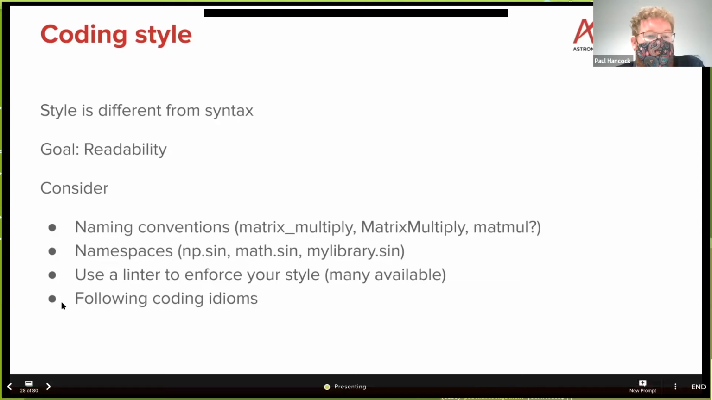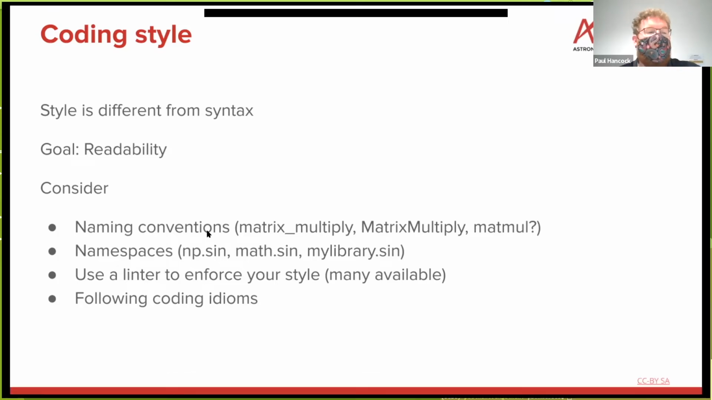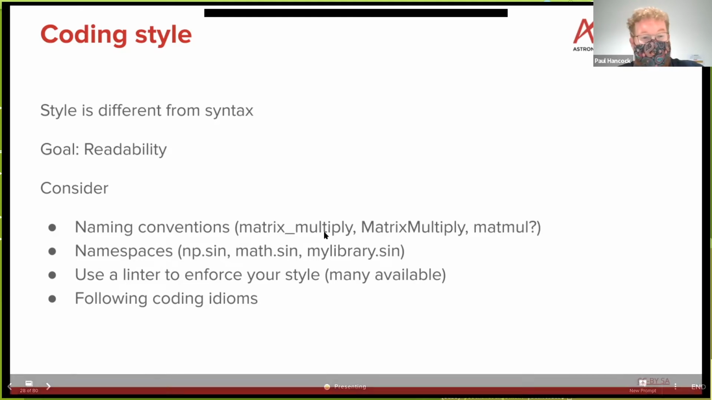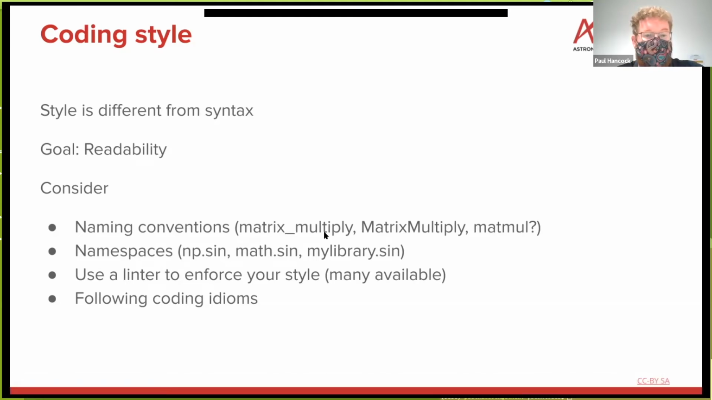Some of the things that you should consider are naming conventions. How do you name classes? How do you name functions and parameters and things like that? There are lots of options. There's a few here that I've given for the matrix multiply. I think the key for coding style is usually to be consistent. There isn't necessarily one right answer for what you should do, but so long as you're consistent within your project, it will make it easier for other people to understand.